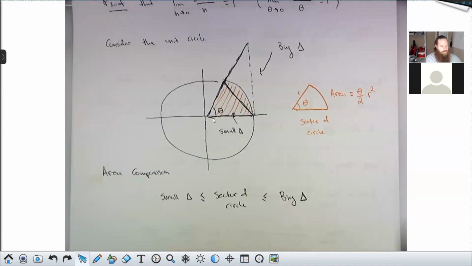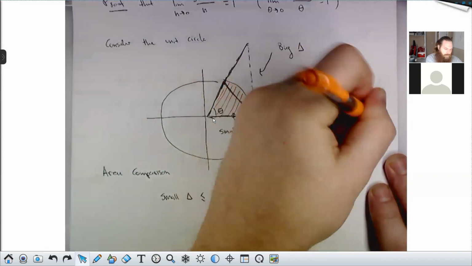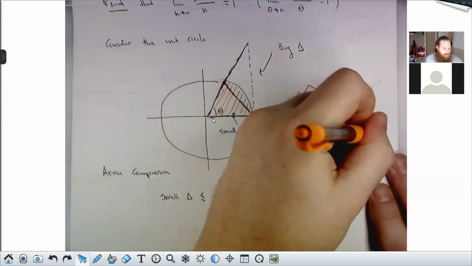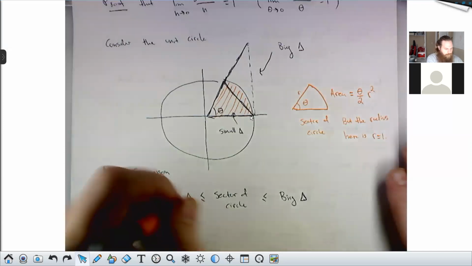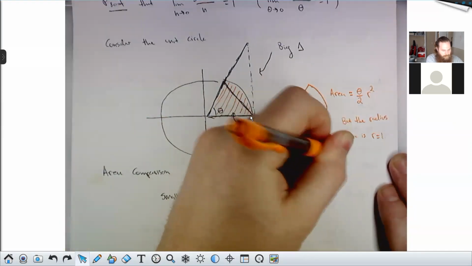But what's the radius of the unit circle? It's 1, right? The radius of the unit circle is just 1. That's why we call it the unit circle. So the area of this sector here is just theta over 2.